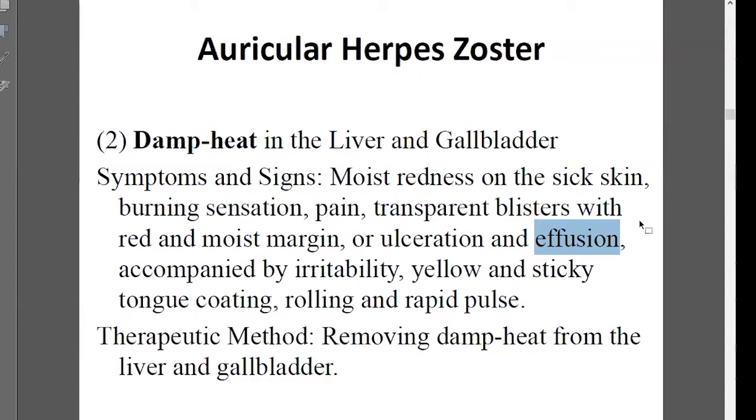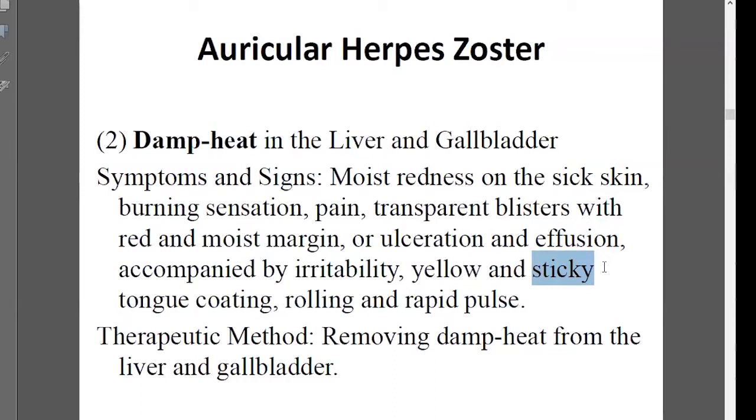but in this book they use "sticky." That's the usual word we use for greasy tongue coating. You can just change it to greasy tongue coating. All these books use "sticky." Sticky still means dampness or phlegm.